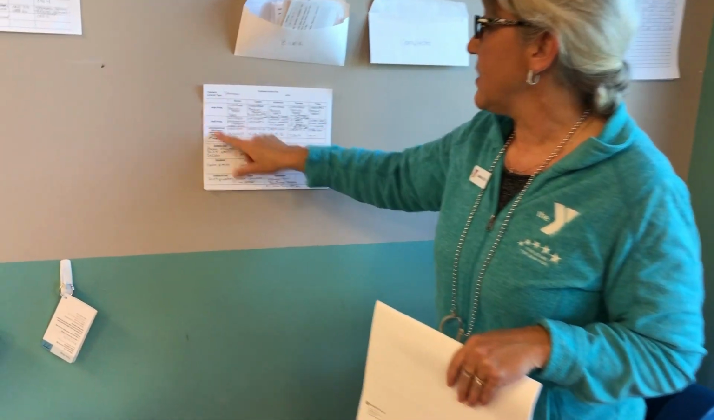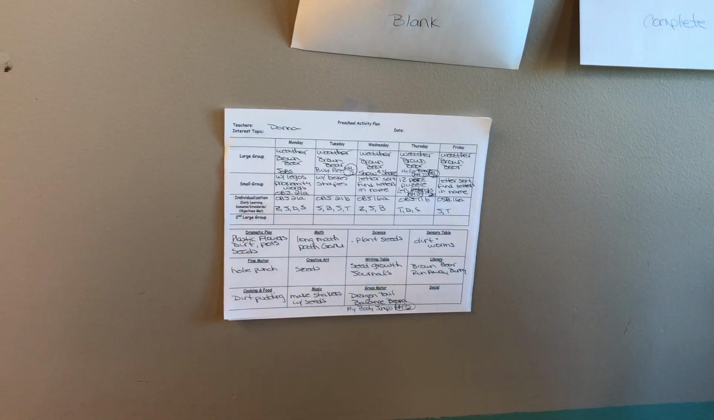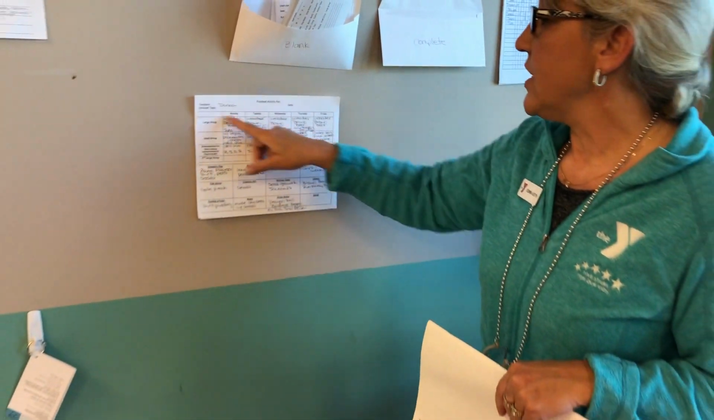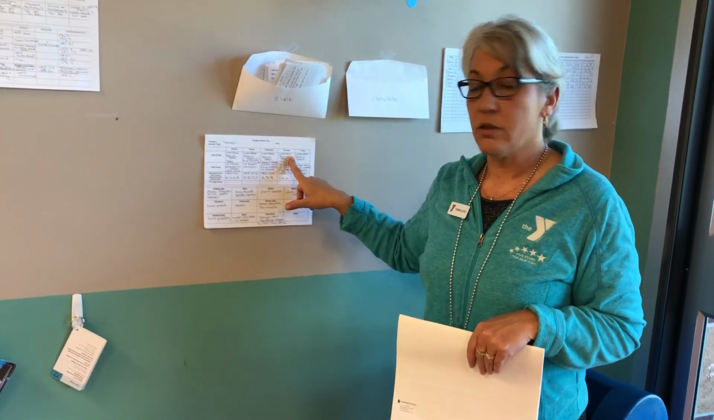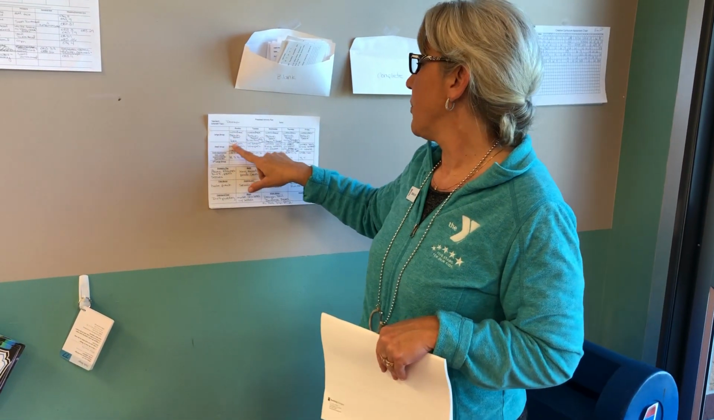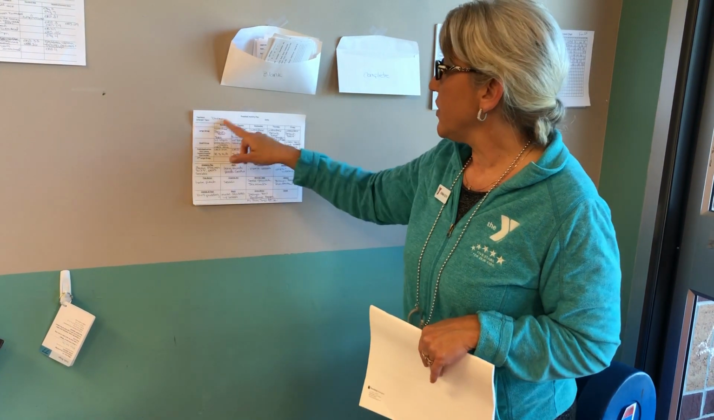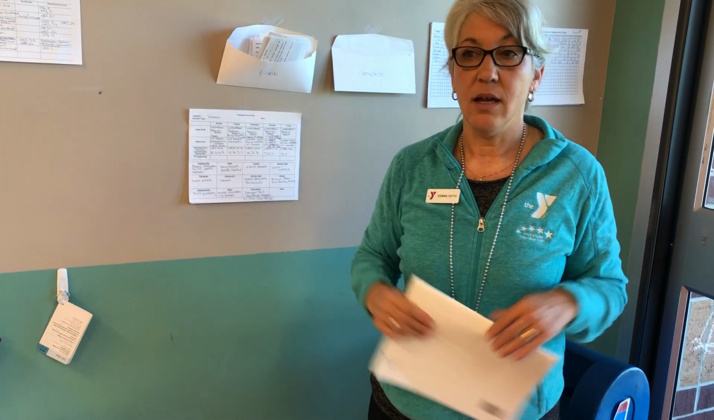When you look at a lesson plan, the very first line says large group. That's basically your circle time. So this lets you know what we're going to be doing during circle time. On Monday, we're going to go over the weather, read the book Brown Bear, Brown Bear, and give children jobs for the week. So it tells you exactly what you are going to do Monday during circle time.